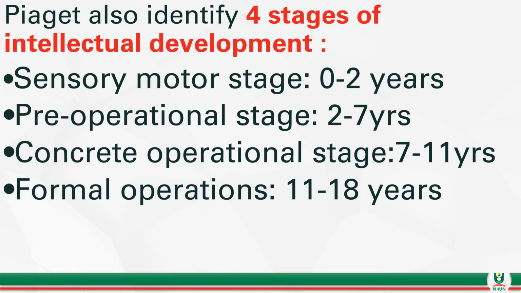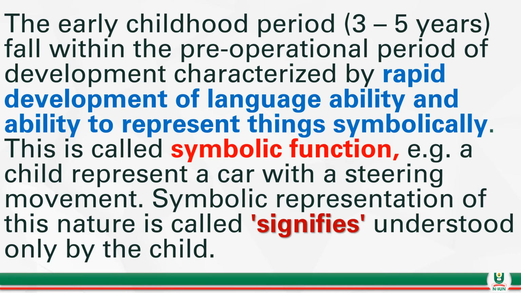So according to Piaget, there are 4 stages of intellectual development: sensory motor stage, pre-operational stage, concrete operational stage, and formal operational stage. So the early childhood period between age 3 to 5 falls within the pre-operational period according to Piaget. By this, there is rapid development of language ability and the ability to represent things symbolically.